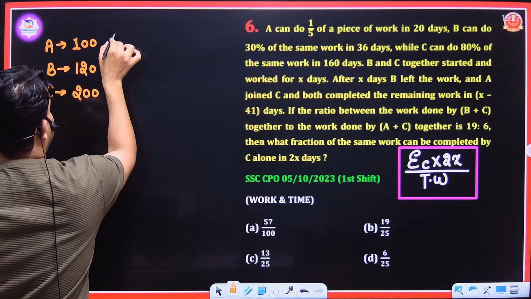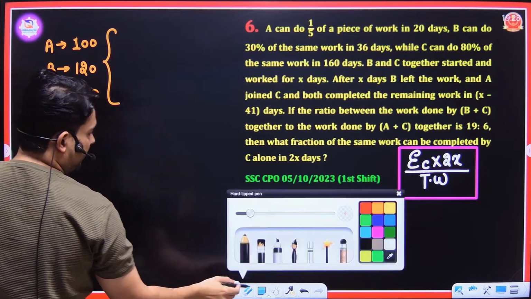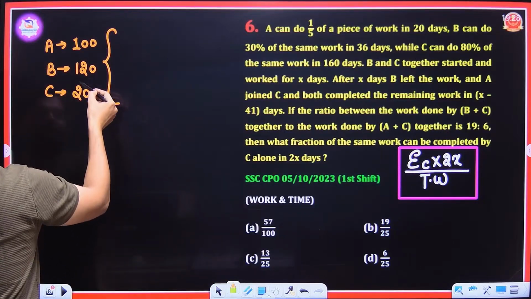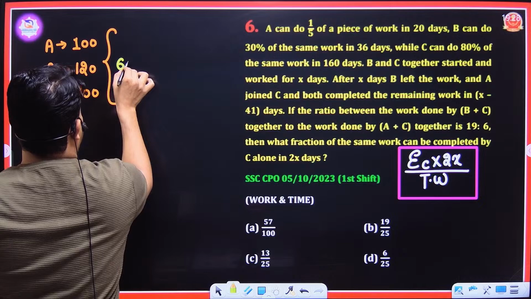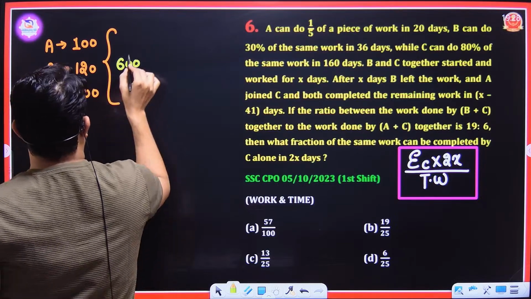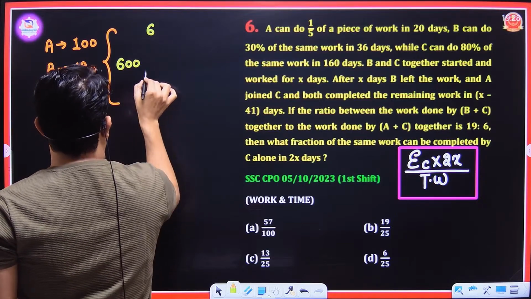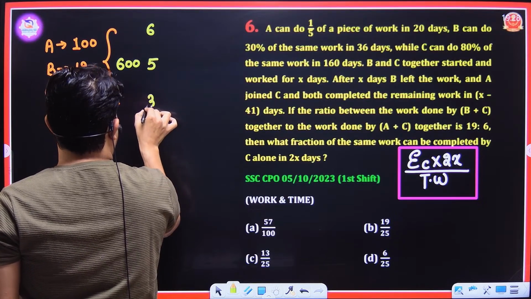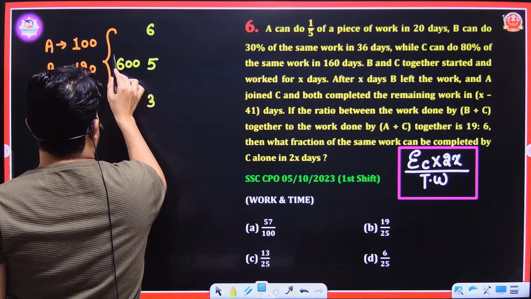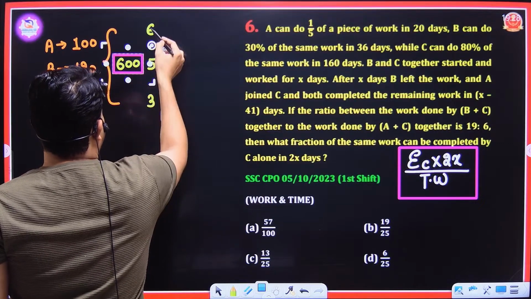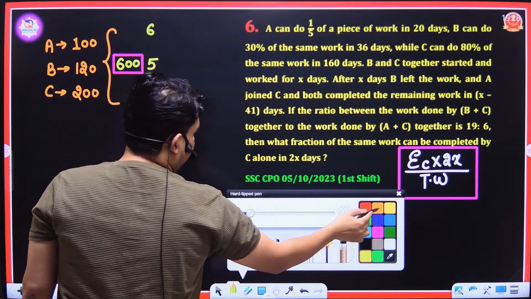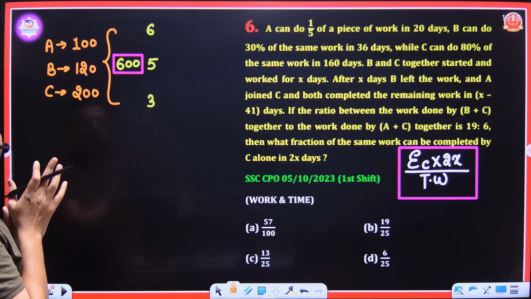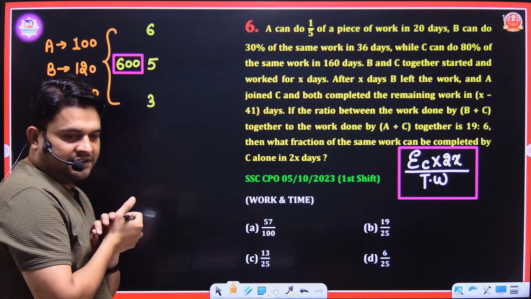First of all, take the LCM of these. What will be the LCM? See, if the 0 is not there, then the LCM of 10, 12, and 20 is 60, but we have a 0. Efficiency of A is 6, efficiency of B is 5, efficiency of C is 3, and 600 is the total work here. This is the total work, and these are their individual efficiencies. Now we have to complete this work.